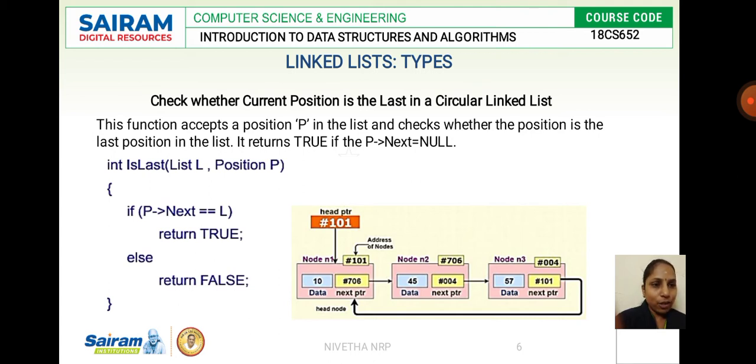Else it returns false. When will it return false? When P of next is not equal to L. When it is not equal, it specifies there is an element followed by it, so definitely it is not the last element in the list.